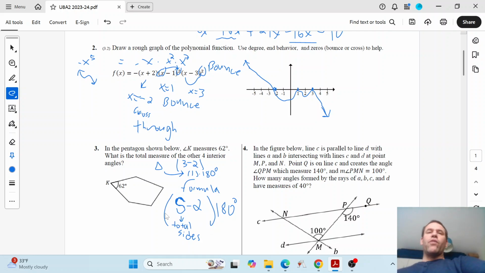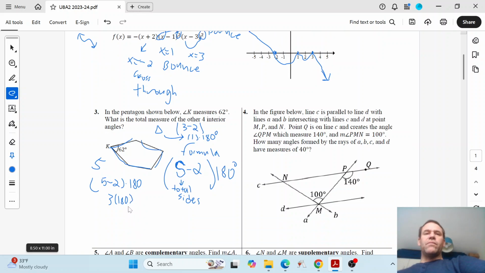And so, if we're looking at 5 different sides, so 1, 2, 3, 4, 5. So 5 sides. So that means it's going to be 5 minus 2 times 180. Should be how many degrees that it adds up to. So 5 minus 2 is 3. And 3 times 180, what's that?